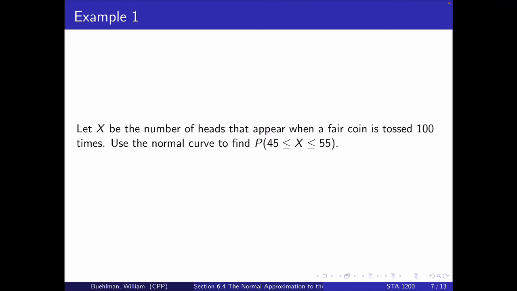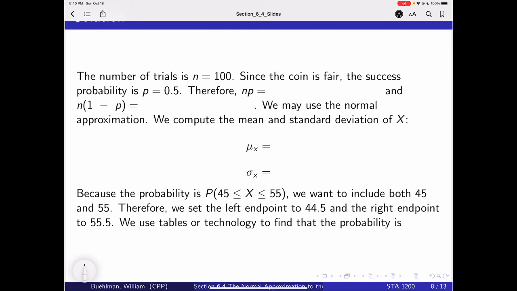Example 1. Let x be the number of heads that appear when a fair coin is tossed 100 times. Use the normal curve to find the probability that 45 is less than or equal to x, which is less than or equal to 55. Number of trials is n, which equals 100. Since the coin is fair, the success probability is p equaling 0.5.